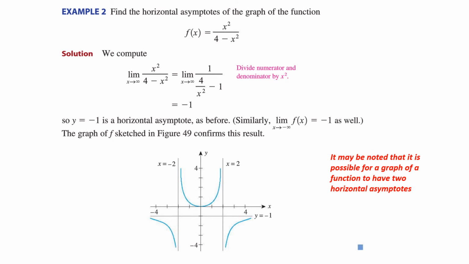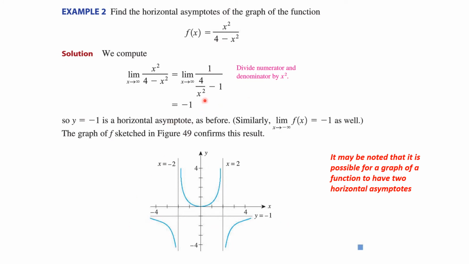So here's an example. We're defining the horizontal asymptotes of the graph of this function: y equals f of x equals x squared over 4 minus x squared. Well, if we divide top and bottom, as we did in the limits chapter, by x squared, we're going to get 1 up here, x squared over x squared, and down here we'll get 4 over x squared minus 1. So when we take the limit as x goes to infinity, this part right here will go to 0, so I have 1 over minus 1, which is equal to minus 1. So y equals minus 1 is a horizontal asymptote.